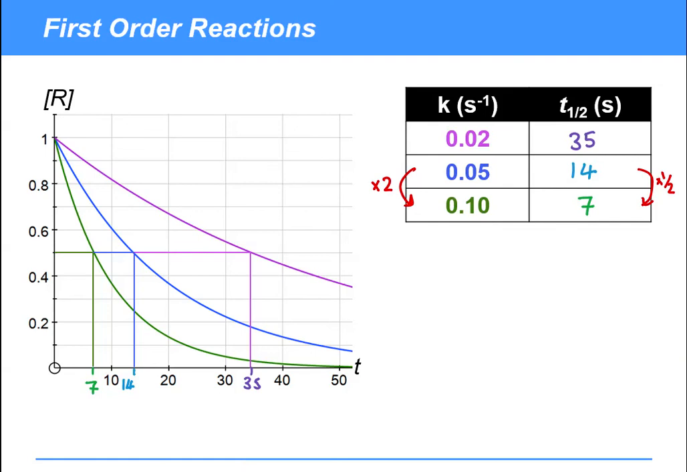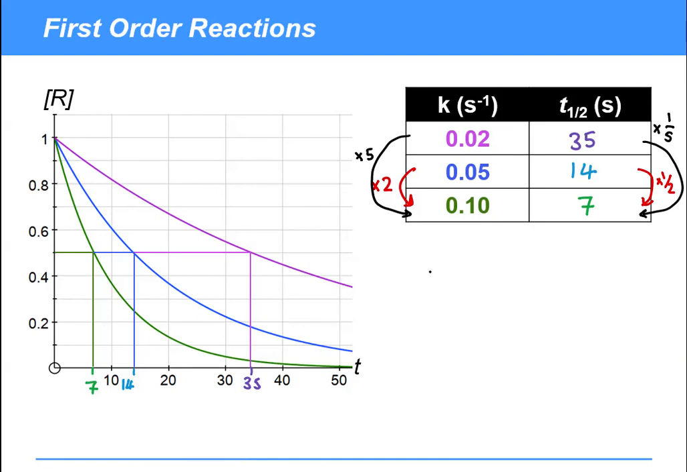And let's just see if that type of relationship exists again, and just use a different colour pen this time to show it. So here we've multiplied the rate constant by 5, and sure enough, to go from there to there, we've multiplied the half-life by a fifth, or we've divided by 5. And so what we've got here is an example of inverse proportion.